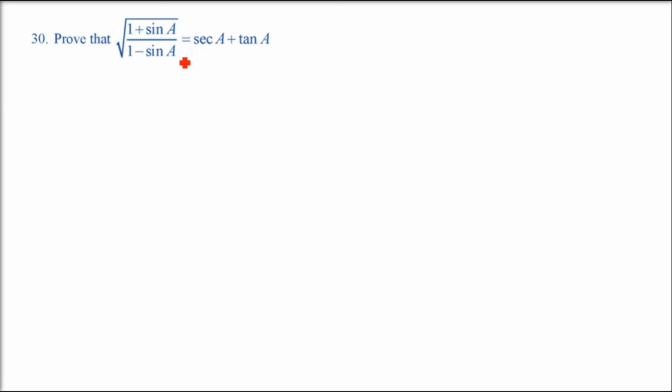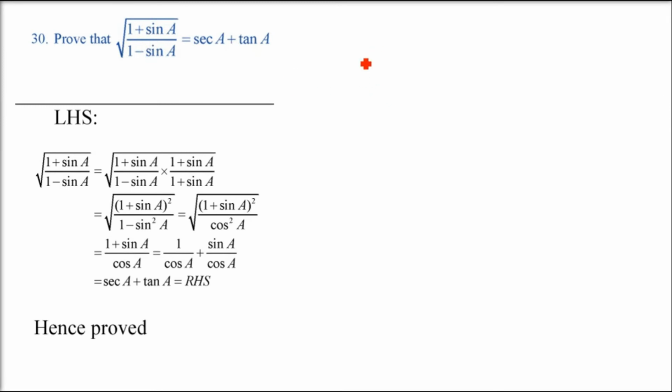Prove that under root (1 plus sine A) by (1 minus sine A) equals sec A plus tan A. Now whenever you see a question like this, you have a root, so you need to get rid of the root first. In order to get the root removed, first of all you need to rationalize it. So if you have 1 plus sine in the numerator and 1 minus sine in the denominator, multiply by the conjugate. So 1 minus sine is there, multiply by 1 plus sine.